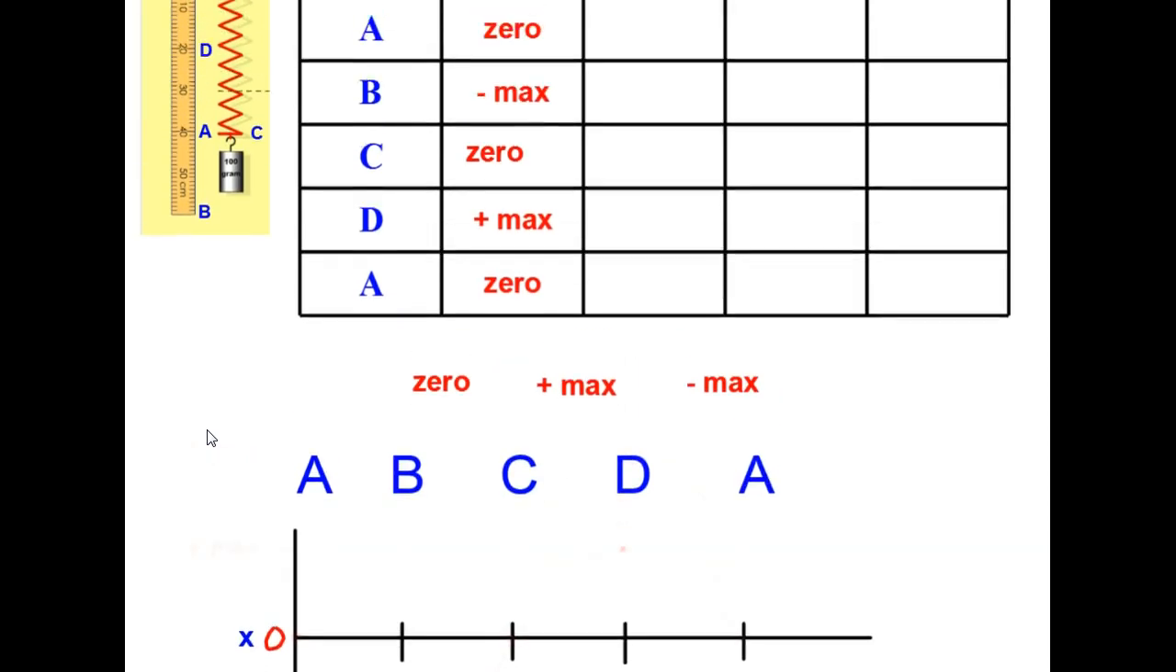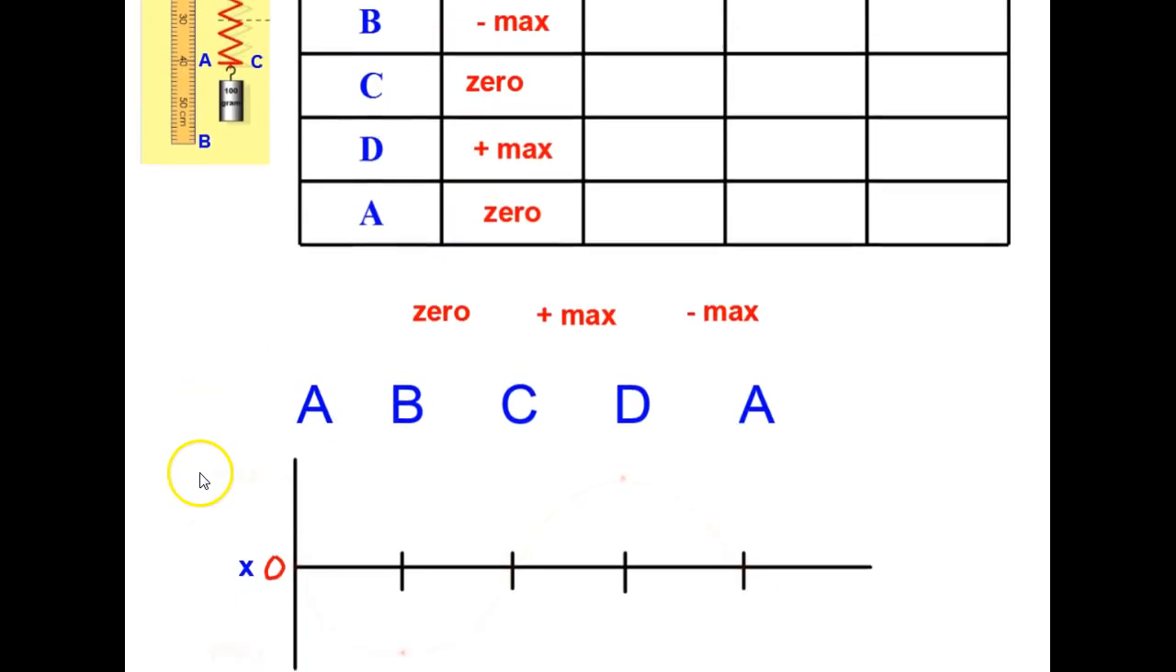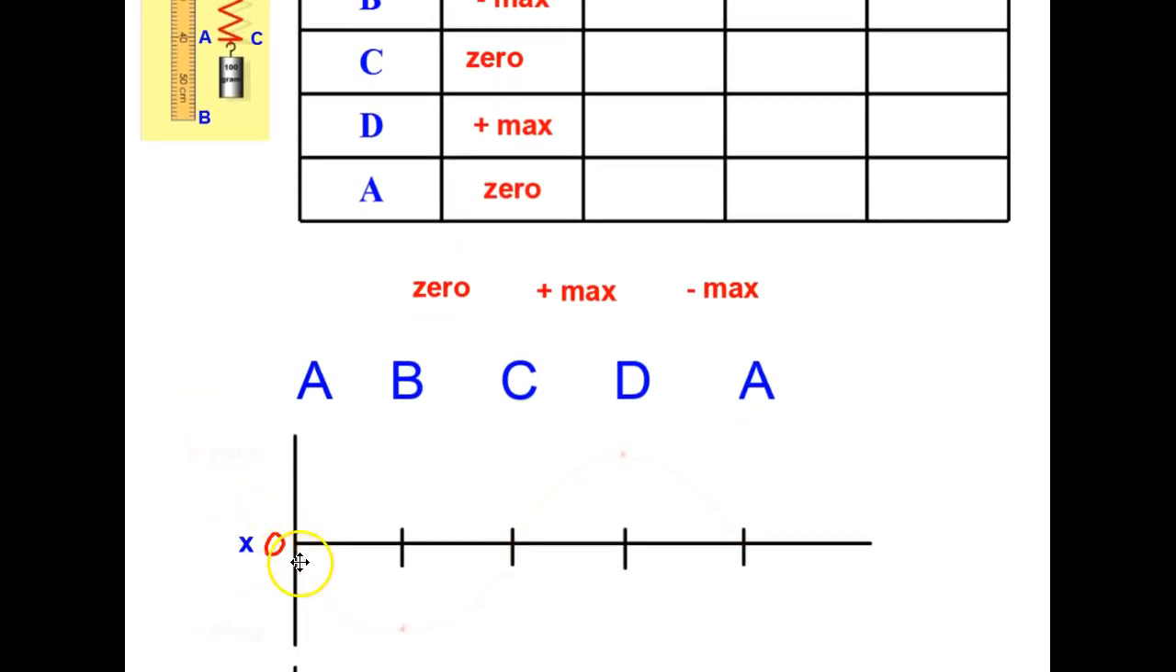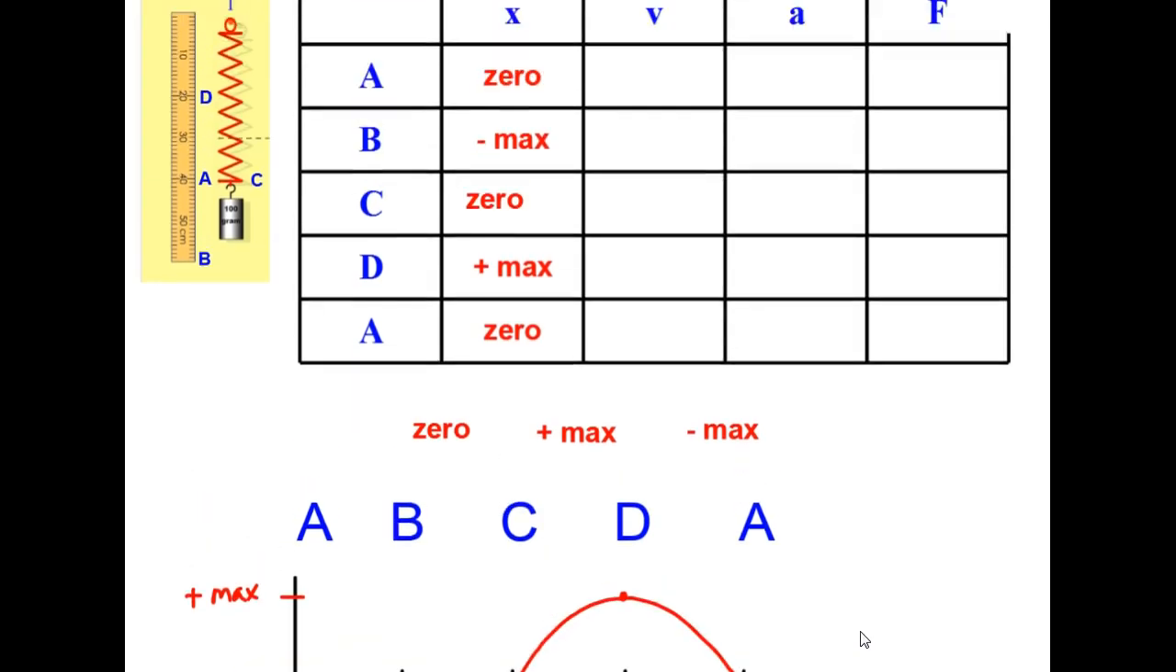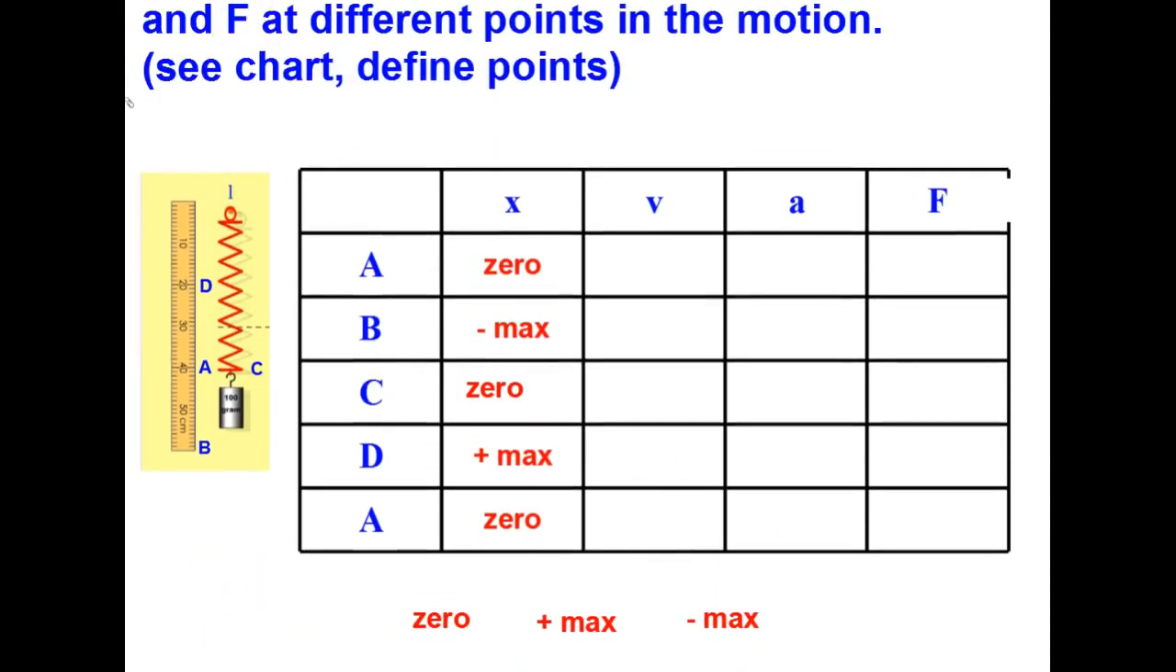If we go ahead and plot the points as we've demonstrated in our chart here, the displacement at point A would be 0. At B would be a negative max value. At C, back to 0. At D, a positive max value, and A, back to 0. Okay? Connect our points with a nice smooth curve. And you have the graph of displacement as a function of position during the key points in simple harmonic motion. All right, let's go back up now and discuss velocity.